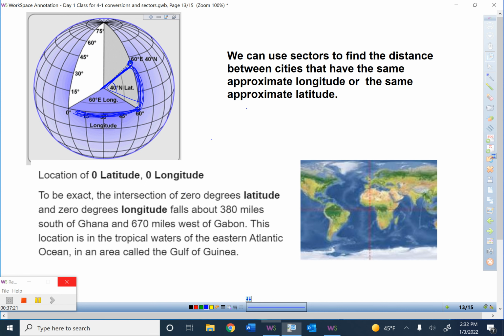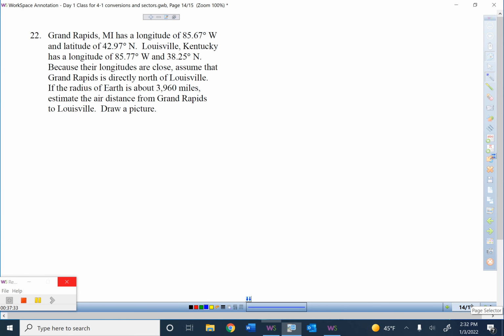Okay, so let's see a problem for this first one. Okay, it says Grand Rapids, Michigan is on a longitudinal line of 85.67 degrees west and a latitude of 42.97 degrees north. Louisville has a longitude of 85.77, and you'll notice these numbers are fairly close together. Then it's 38.25 degrees north. Because those longitudes are so close, we're going to assume that they're the same. We know they're not, but for our estimation, we're going to assume they're directly on the same line.